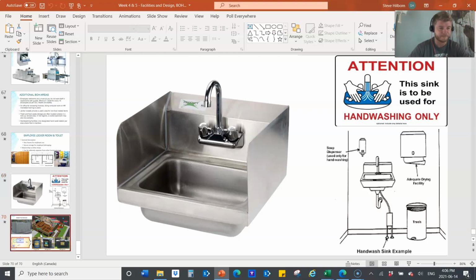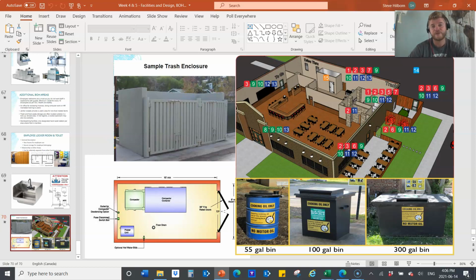And then this last slide just shows you that restaurant layout with that back area that they have all fenced in. Some sample trash enclosures. This is that cooling room that I spoke about that we probably would never see. And then just some of the ways that we would store some of our old oil as well.